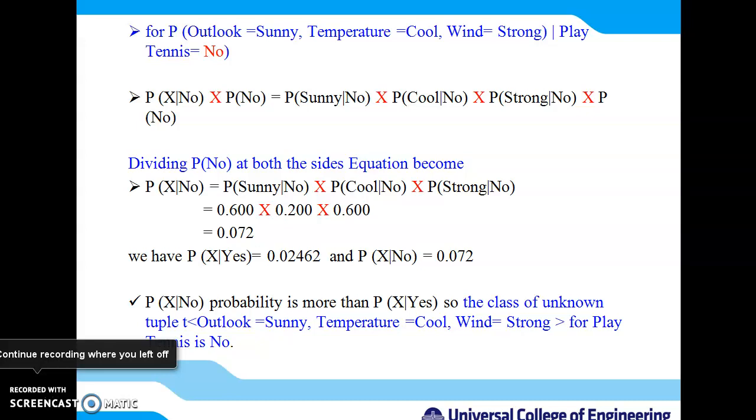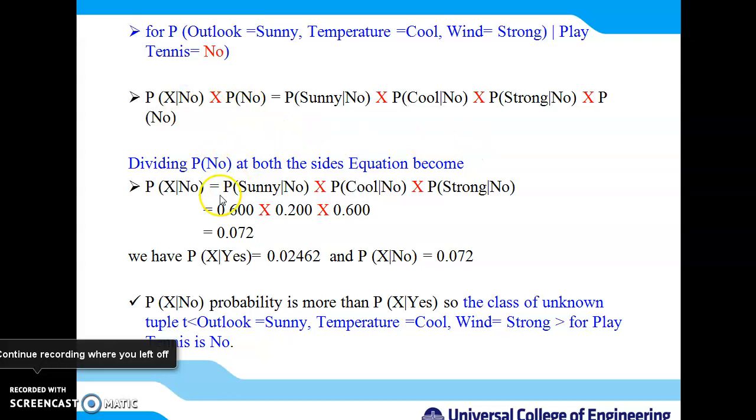So how will you write this formula now? This x represents the unseen tuple such that our decision is no, times the probability of no. We compute all the probabilities supporting this decision: probability of sunny such that we should not play tennis, multiplied by probability of cool such that we should not play tennis, similarly probability of strong such that we should not play tennis, times the overall decision probability, that is no, we should not play tennis. Same as the previous calculation, there are common terms, so we can divide by the probability of no on both sides.